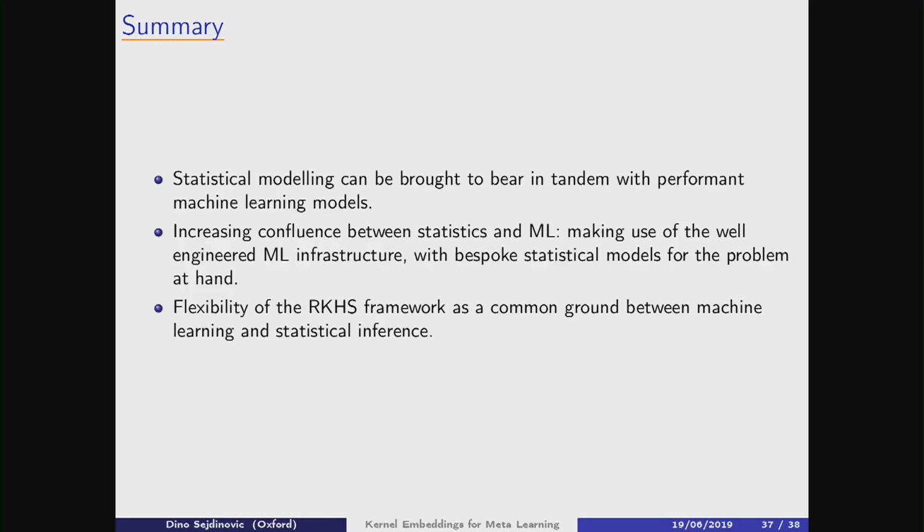What I believe in is that statistical modeling can be brought to bear in tandem with machine learning. It's not one or the other, it's actually working together where you get interesting things. This is part, I guess, of increasing confluence between statistics and ML, where you build bespoke statistical models using well-engineered machine learning infrastructure, deep learning frameworks. And I see this flexibility of the framework of kernel methods as a common ground between machine learning and statistical inference.